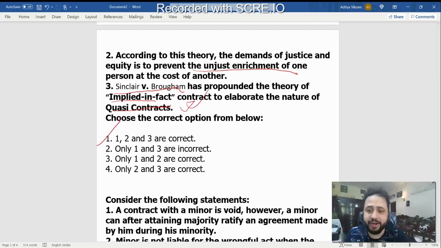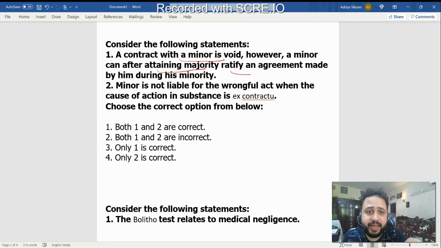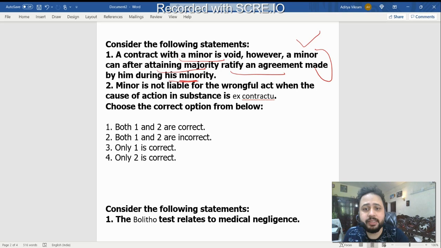Consider the following statements and choose which one of them are right. So a contract with a minor is void, ये बात तो सही है. However, a minor can, after attaining majority, ratify an agreement made by him during his minority. तो ये भी statement सही है. Minor is not liable for the wrongful act when the cause of action in substance is ex contractu. So even this statement is right. So the right answer over here will be option 1. Both 1 and 2 are correct.